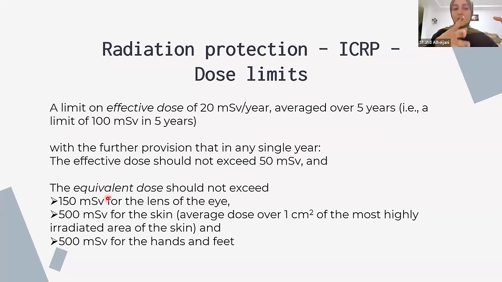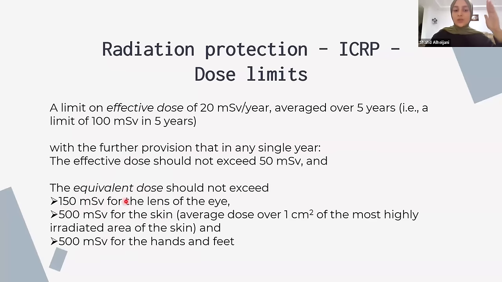So what is the effective dose and the equivalent dose? Equivalent dose is basically the dose that reaches specific organs, and effective dose is just the sum of everything affecting the whole body. So the equivalent dose, for example, for the lens of the eye is 150, for the skin is 500, and for the hands and feet is 500 again.